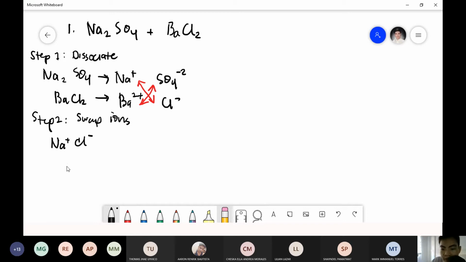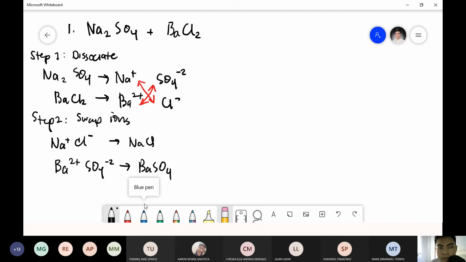And then you write the equation. Okay? You write their formula correctly. You do reverse crisscross na. Mag-crisscross ka dyan ulit. So this will be NaCl. This will be BaSO4. Okay? And you swap the partners and then you combine them again. So, yan. These are your products.